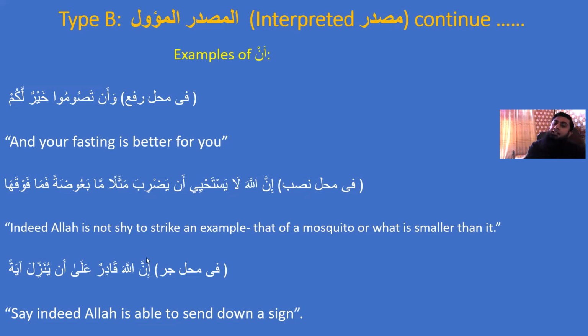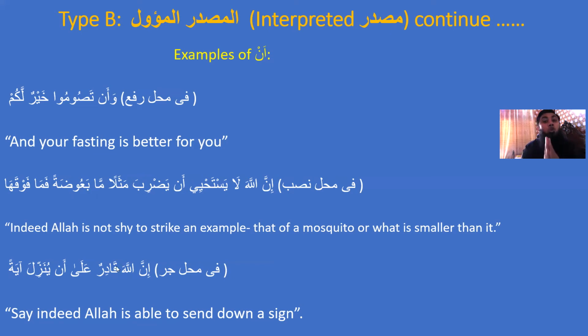The next example is very simple, fi mahalli jar. Because I gave one example of fi mahalli rafa, then fi mahalli nasab, now fi mahalli jar. Okay, now, inna Allah qadirun ala an yunazzila ayah. Look at this one. Indeed, Allah is able. Ala. Now, please pay attention. What is ala? Ala is a jar.